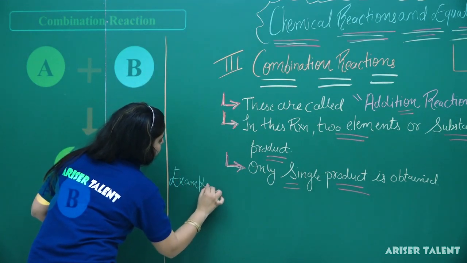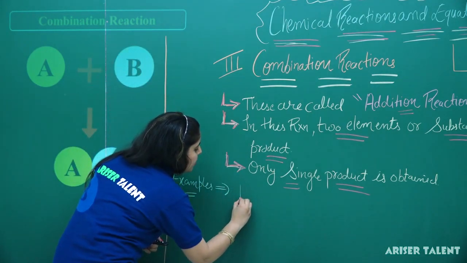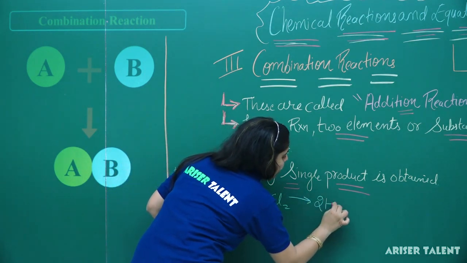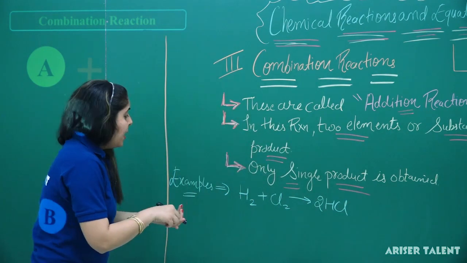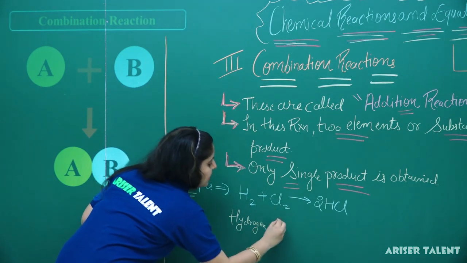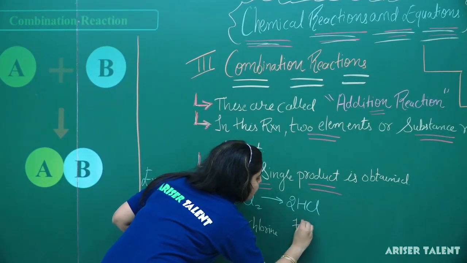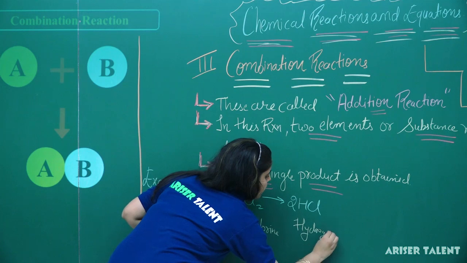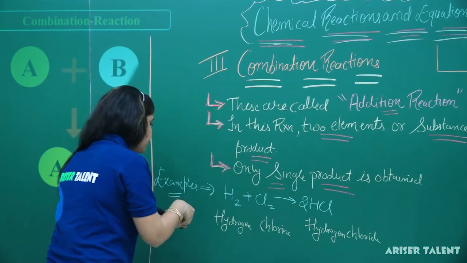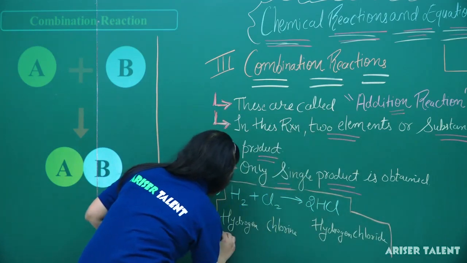So our next topic is examples of addition reaction. What happens in case of an addition reaction? H2 plus Cl2 gives 2HCl. H2 here is hydrogen, Cl2 here is chlorine, and 2HCl here is hydrogen chloride. So this is a general example for addition or combination reaction we have discussed here.